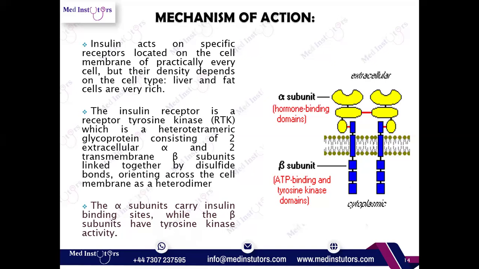So you can see from this figure, this is an insulin receptor, which is a receptor tyrosine kinase. It has an extracellular alpha subunit, which is the hormone binding domain. Two of them are bound together by disulfide bridges. And then we have the intracellular beta subunit, which has ATP binding and tyrosine kinase activity. The alpha subunits carry the insulin binding sites. Beta subunits have the tyrosine kinase activity. So remember, outside is the alpha subunit where the insulin comes and binds, and when it binds, the beta subunit gets activated and the tyrosine kinase activity happens.